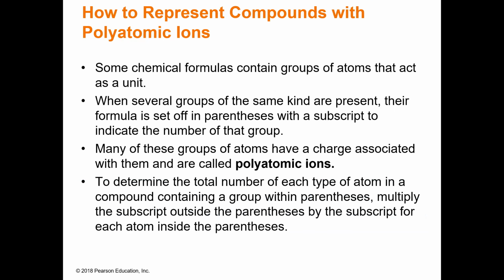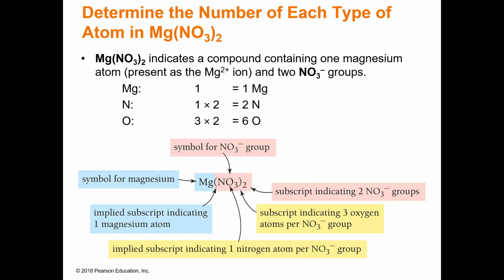Some compounds contain groups of atoms that stick together and act as a unit. These are polyatomic ions. If you see parentheses in a chemical formula, like in Mg(NO3)2, that means multiple identical groups are present. The subscript outside the parentheses tells you how many of that group you have. Break this formula down. 1 magnesium atom, Mg2+, 2 nitrogen atoms, 1 per NO3- times 2, 6 oxygen atoms, 3 per NO3- times 2.